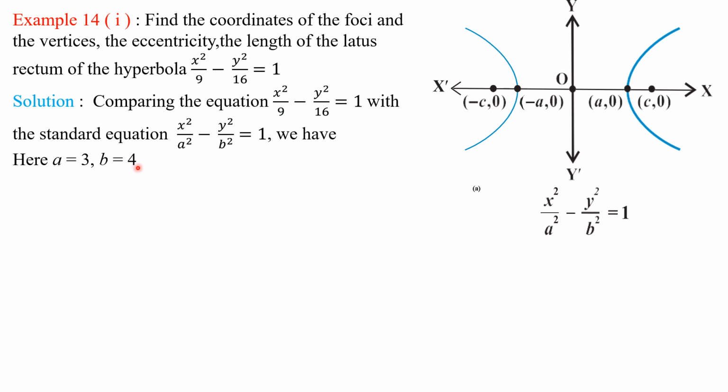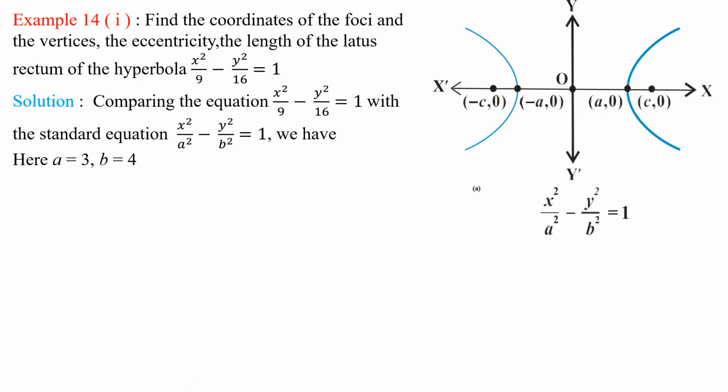Then what is the value of b? 4. Understood these two values, my children? We got a and b. Now let us find the c value. We have to find the value of c, because to find the coordinates of foci, we should find the value of c.